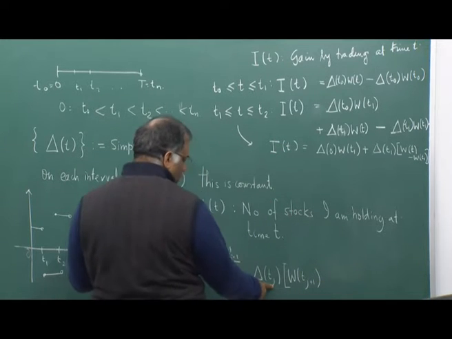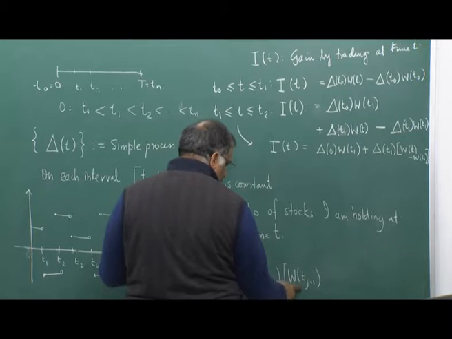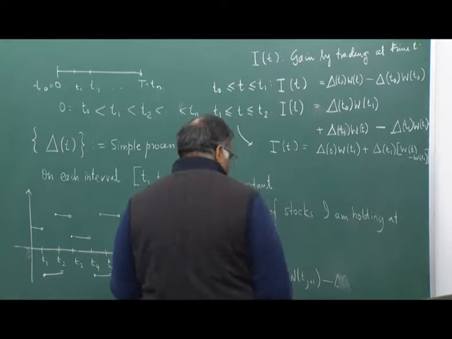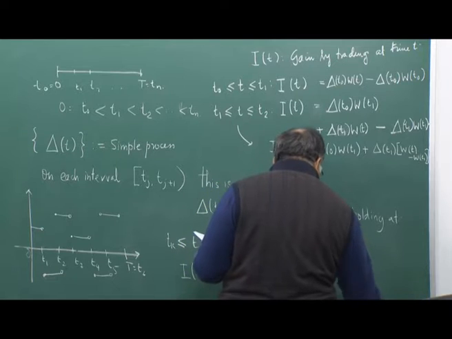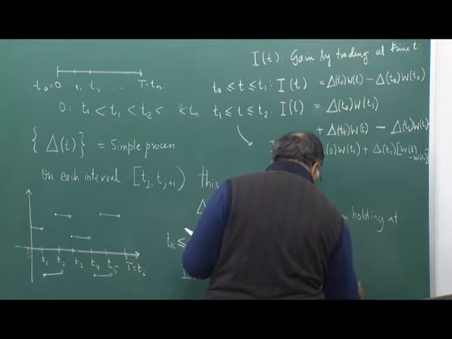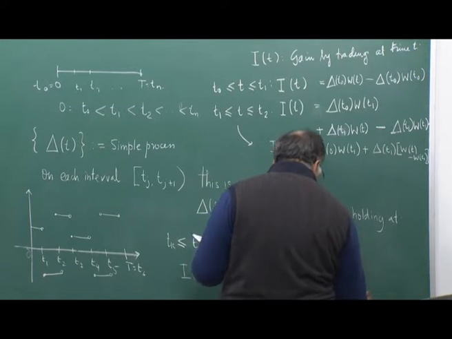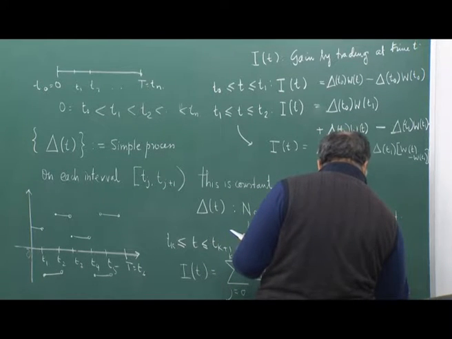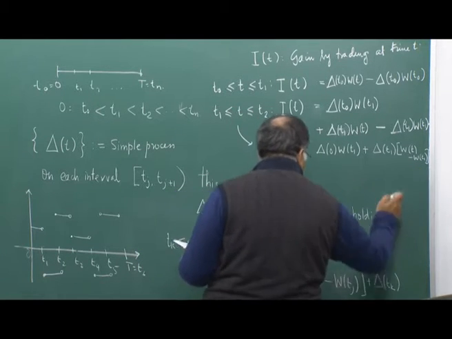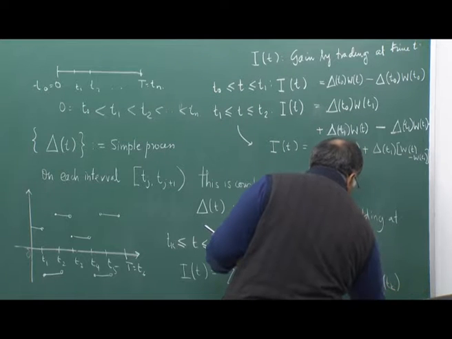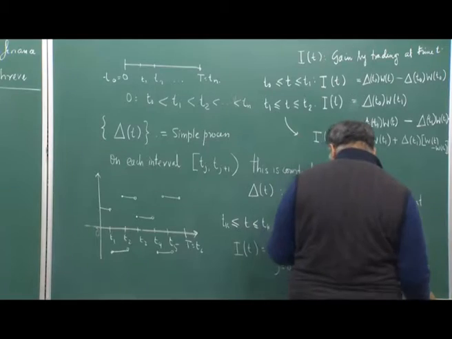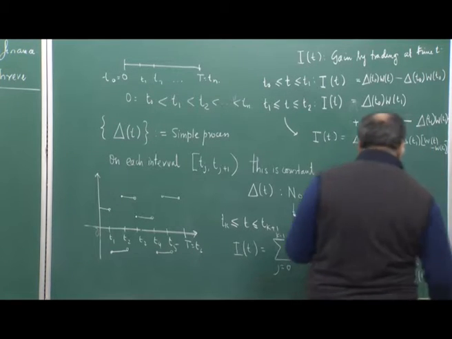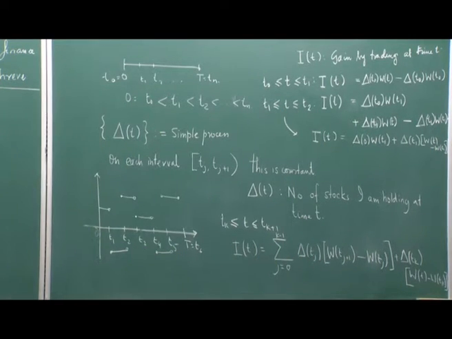So, he held this stock up to time Tj plus 1 and sold this at this amount. But at time Tj he had bought the same amount by spending the money delta Tj into W Tj. And then of course, if you look at the last part here, the same this into this whole thing into W T minus W Tk. So, this is the general form of writing IT.